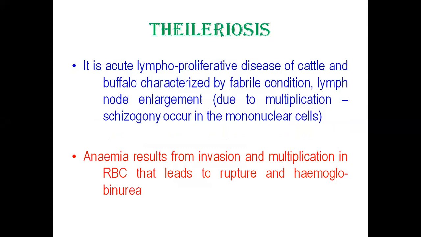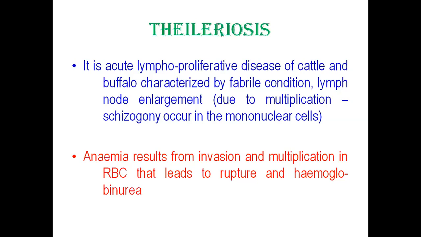Theileriosis is defined as an acute lymphoproliferative disease of cattle, which is characterized by febrile condition and lymph node enlargement. Remember this point. Understanding the disease is really important based on this definition. This will tell you the pathogenesis and the subsequent clinical signs and symptoms. Once we come to the pathogenesis, I'll come back again.